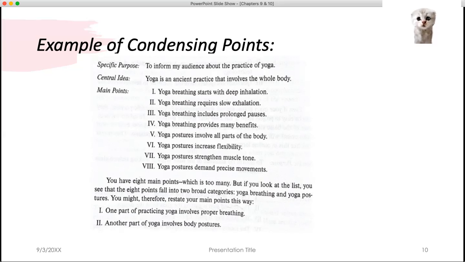So with those 8 main points, which are too many, if you look closely, you'll see in this list that these actually fall into 2 broad categories: yoga and breathing, and yoga and postures. So therefore, what you can do is actually restate these with 2 main points. One part of practicing yoga involves proper breathing. Another part of yoga involves body postures.